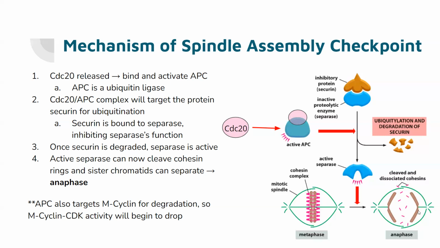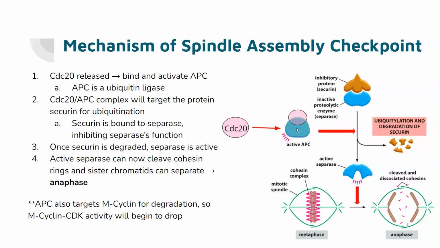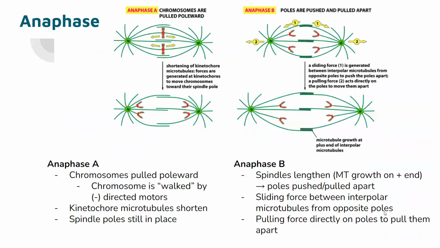So this whole mechanism I just talked about right now is the spindle assembly checkpoint. Again, it starts from MAD/BUB sensing the tension, letting go of CDC. CDC activates APC, which then tags securin for degradation, which lets go of separase. Separase, when active, is going to cut the cohesin, which is going to basically start anaphase off.